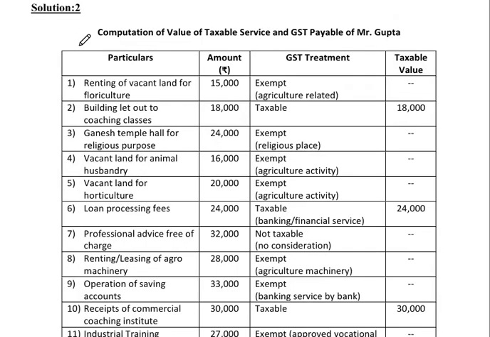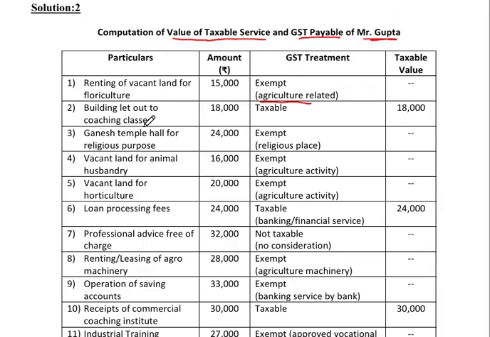So this is the solution. Computation of value of taxable service and GST payable of Mr. Gupta. One by one it is given. Particulars, amount is also given, the GST treatment, whether it is exempt or taxable, and the taxable value is given. Okay, renting of vacant land for the horticulture, how much is it? 15,000. It is exempt because it is agriculture related. Therefore the amount is nil here. The amount will not come here in the taxable value.